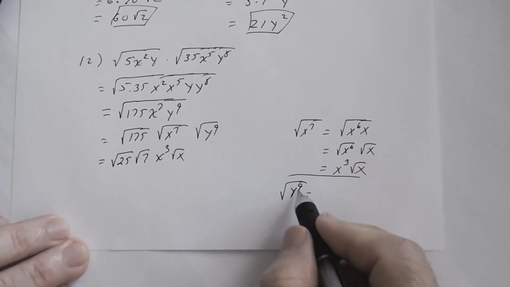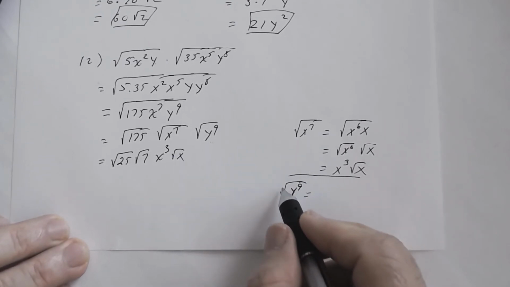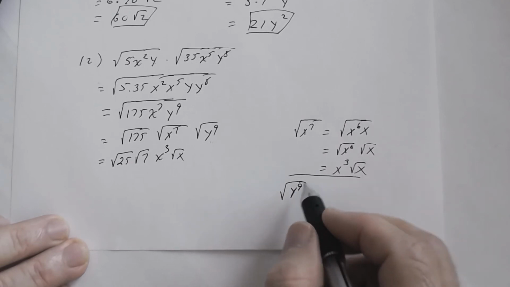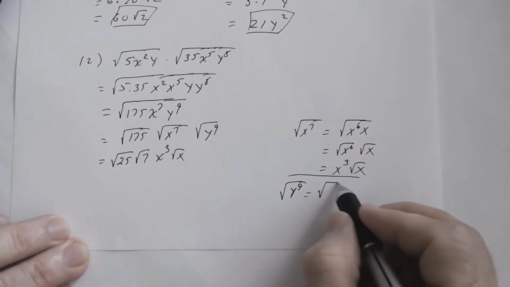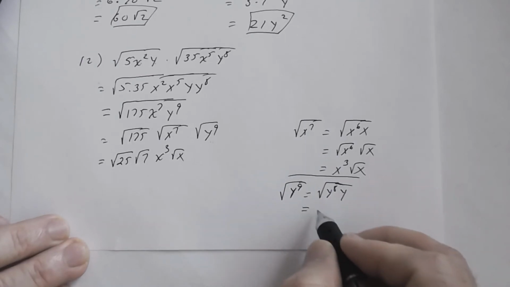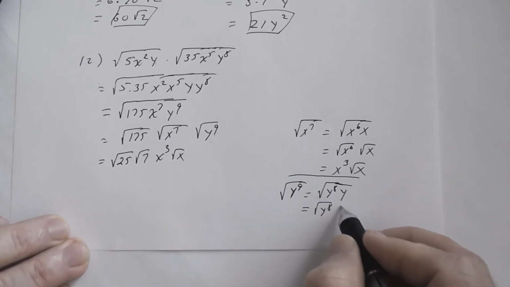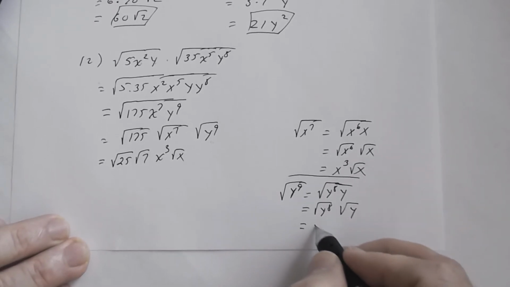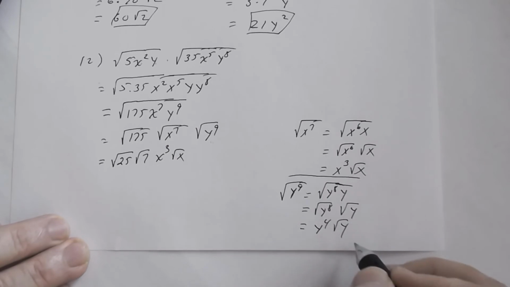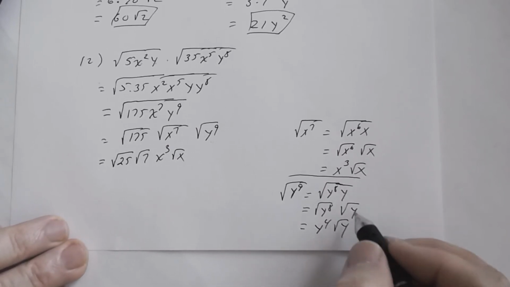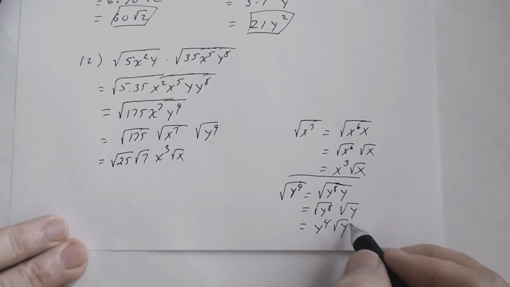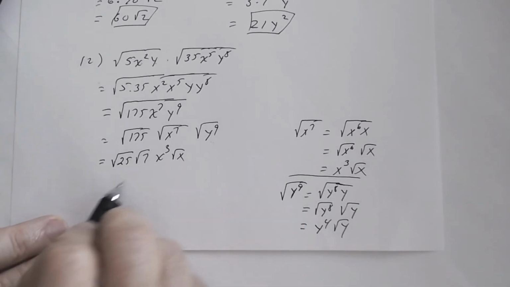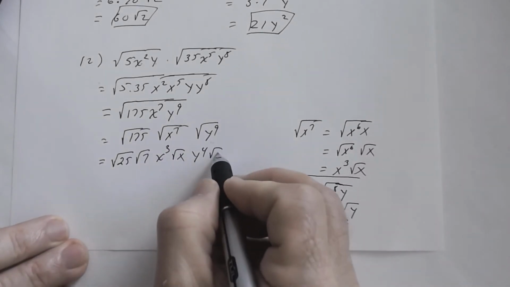Okay, again, what's the largest number less than 9 that's even? So 8, right? So this becomes the square root of y to the 8th times y, which I can rewrite as the square root of y to the 8th times the square root of y. And what's the square root of y to the 8th? Y to the 4th. So y to the 4th, square root of y. Remember, you can't simplify the square root of y because the exponent now is 1 and 1 is less than 2. All right, so that becomes y to the 4th, square root of y.